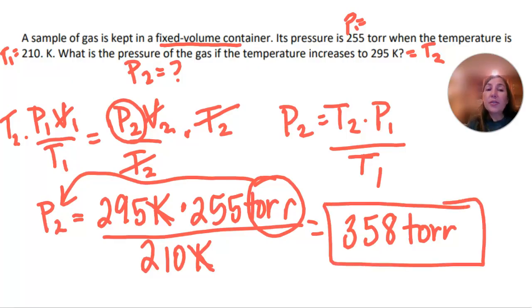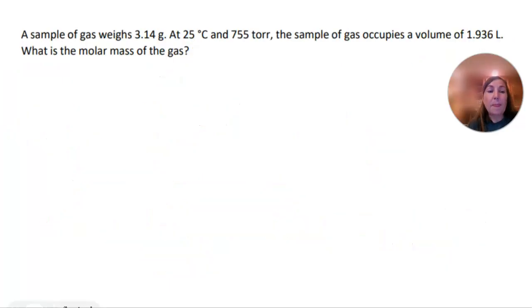So temperature increases, we would really expect the pressure to increase. And it's gone from 255 torr to 358 torr. So that makes sense. Sometimes I forget to pause and make sure the answers make sense, but I would really strongly suggest that you do that as well.